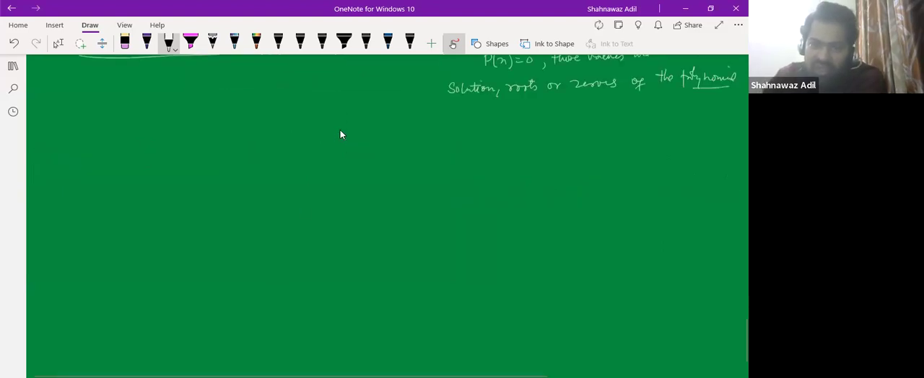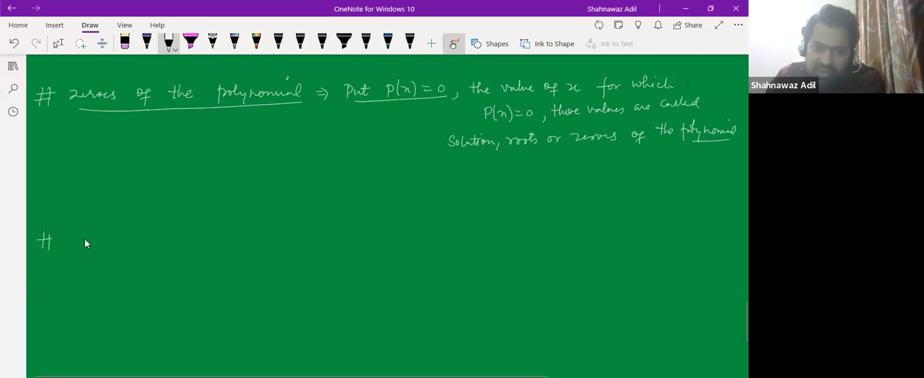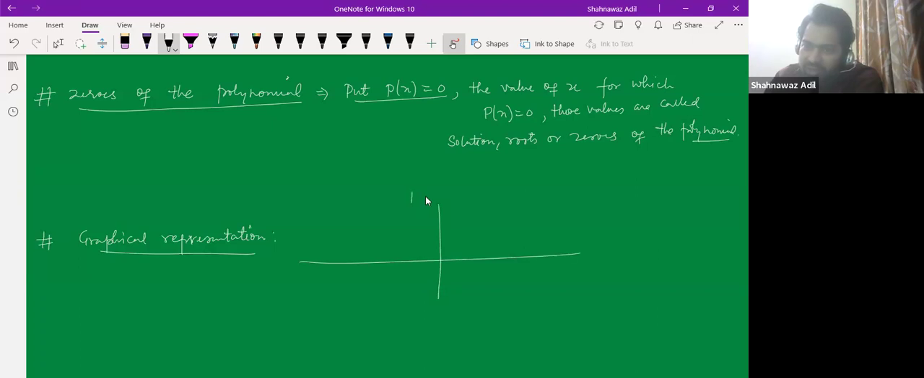And then we have the graphical representation of zeros. Let's say we have this p(x) and this is x, and this is some polynomial. These would be the zeros, because at these points p(x) would be 0. The y-axis value is 0 at these points. So these are the zeros.